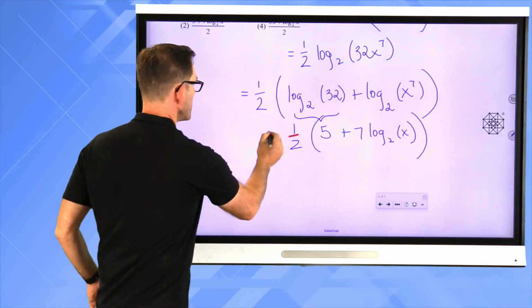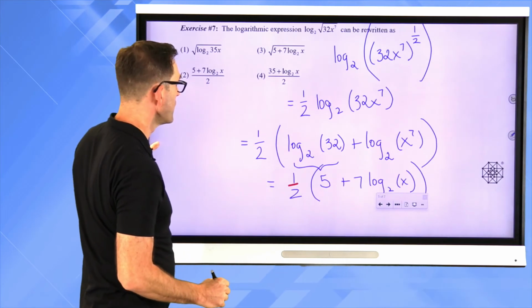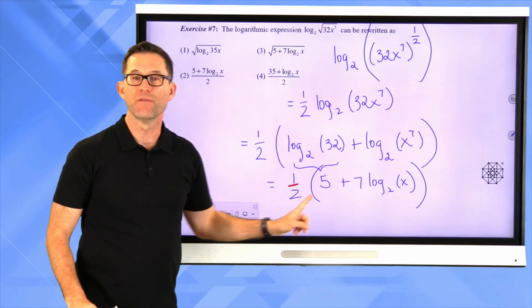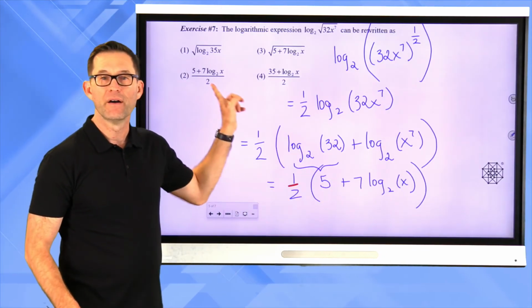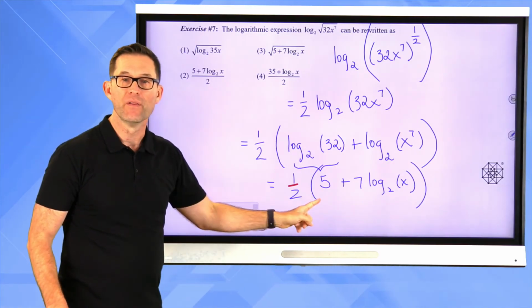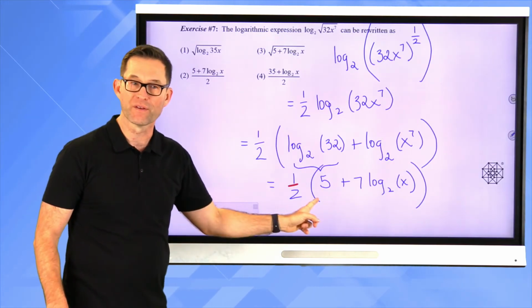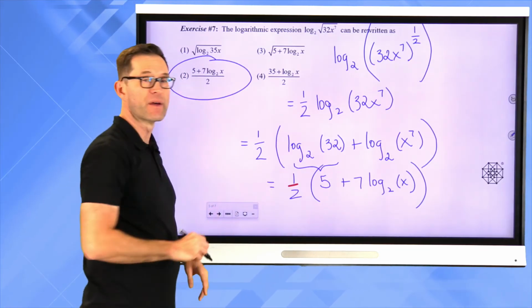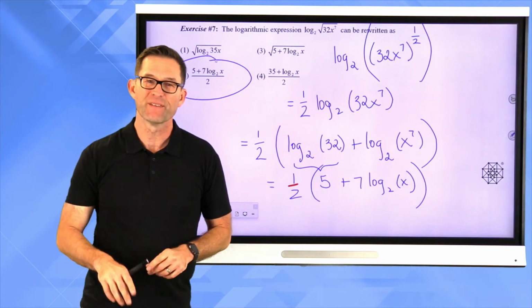Now, is that one of my choices? Well, I've got 5 plus 7 log base 2 of x times 1/2. Here I've got 5 plus 7 log base 2 of x divided by 2. These two things are the same, right? Multiplying by 1/2, dividing by 2, same thing. All right, let's take a look at one more.